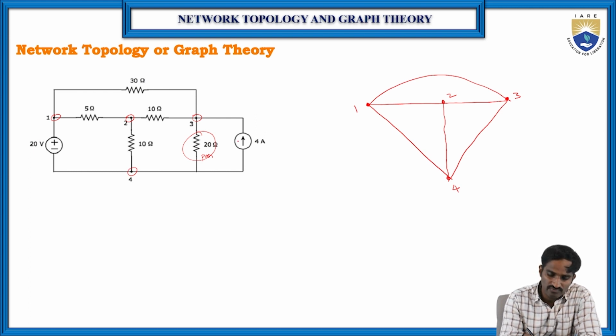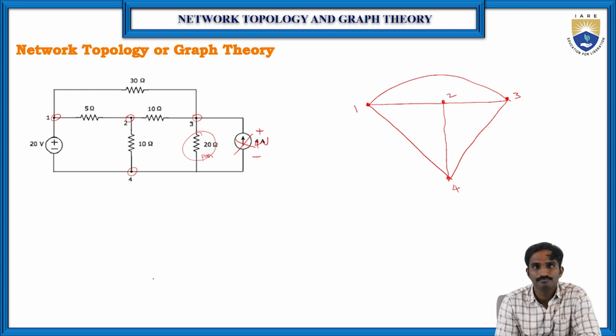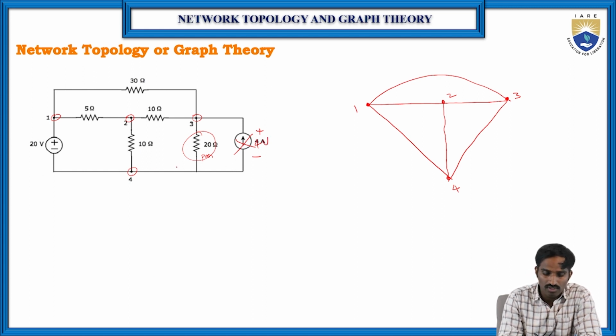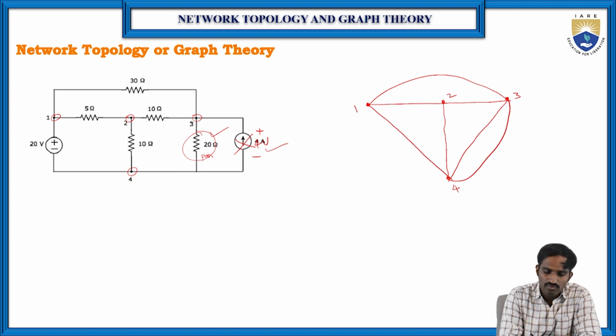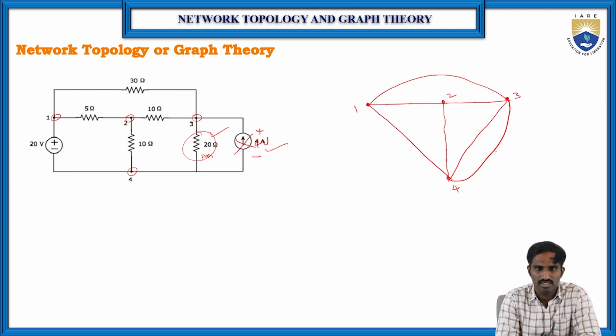Suppose instead there were a voltage source here, let us consider 4 volts. Then between 3 and 4, one passive element of 20 ohms and one voltage source of 4 volts are there. So how many short circuits should we draw between 3 and 4? Two, which means one more short circuit. But in the given circuit, this is a current source, so we didn't join the second part. Then this is the graph.